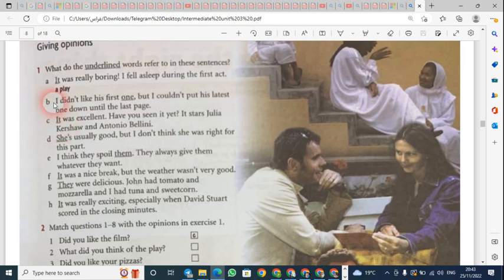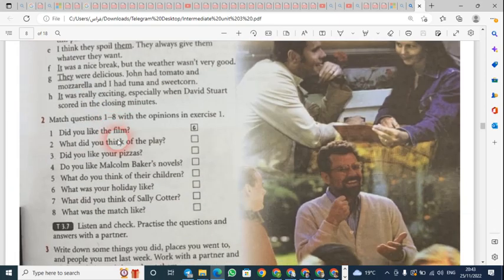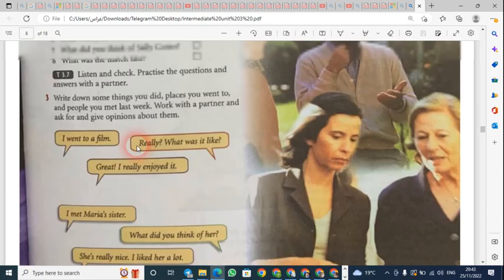So here one refers to novel. I didn't like his first novel, but I couldn't put his latest novel down until the last page. You should do the other items. By the way, this is pronounced pizza in English, this word.